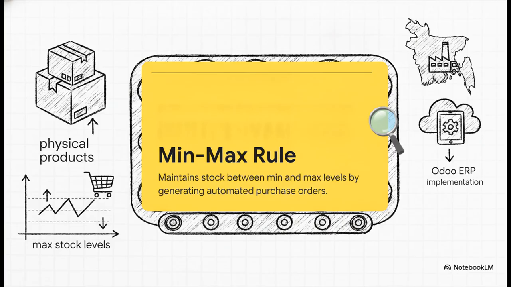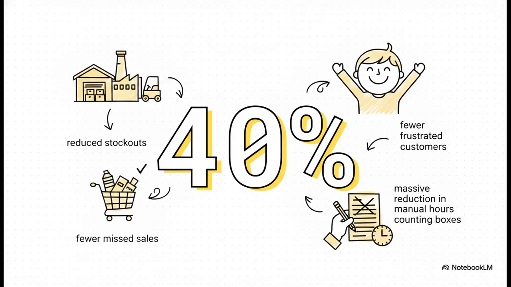No human intervention required. To put that into perspective, businesses that actually utilize these automated reordering rules have seen stockouts drop by a massive 40%. 40%. That translates to fewer missed sales, way happier customers, and just a huge reduction in the hours your team spends manually counting boxes in the back of a warehouse.